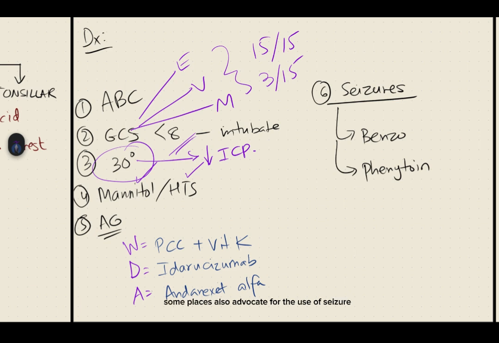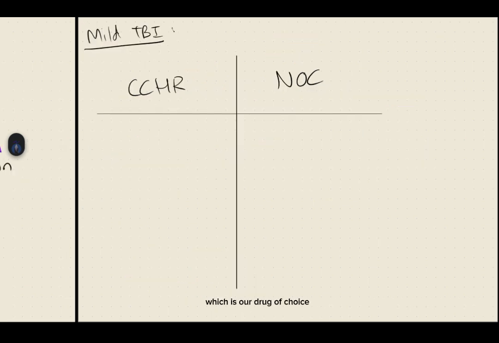Some places also advocate for the use of seizure prophylactic agents, but remember that if a patient is actively seizing, then we are going to give them benzodiazepine. But if we're considering seizure prophylaxis, then we have to think about phenytoin, which is our drug of choice.